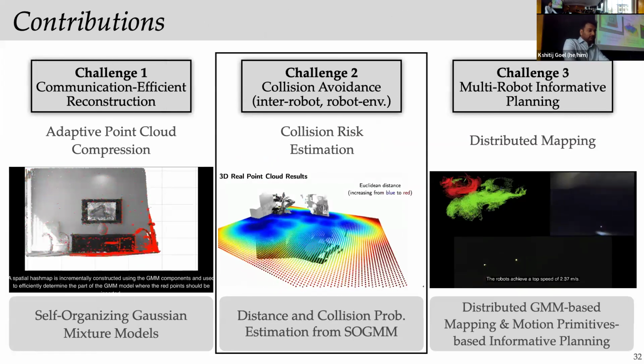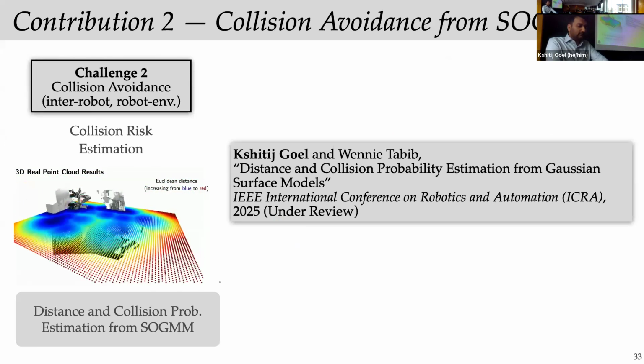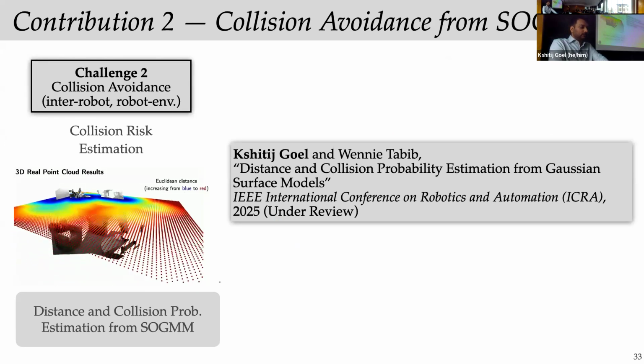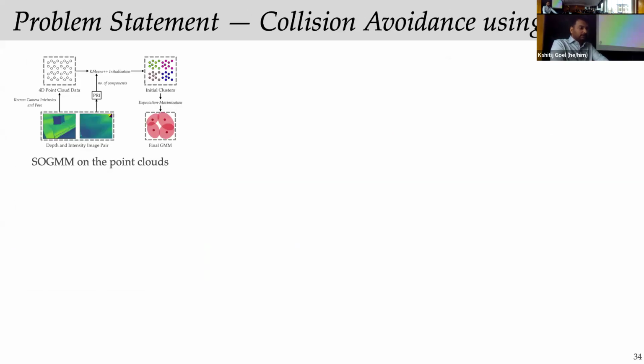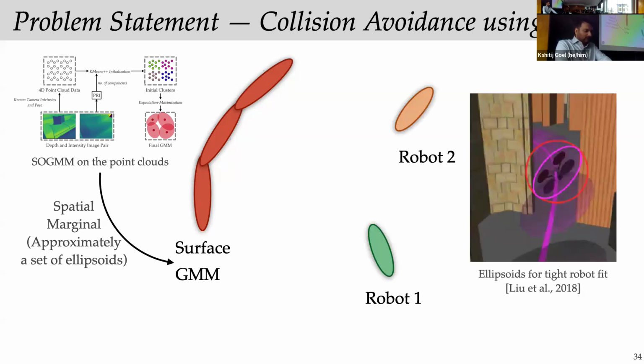Let's move to the second contribution of this thesis, where we study the problem of calculating the collision risk of robots in continuous space, given the obstacles in the environment are modeled using the GMM approach. The problem statement is as follows. The spatial marginal from the SOGMM method provides a set of ellipsoids as a surface GMM. We consider the robots in the environment to be enclosed with ellipsoids, as ellipsoidal fits generally provide a better approximation for the robot body to plan paths that can go through tight gaps.